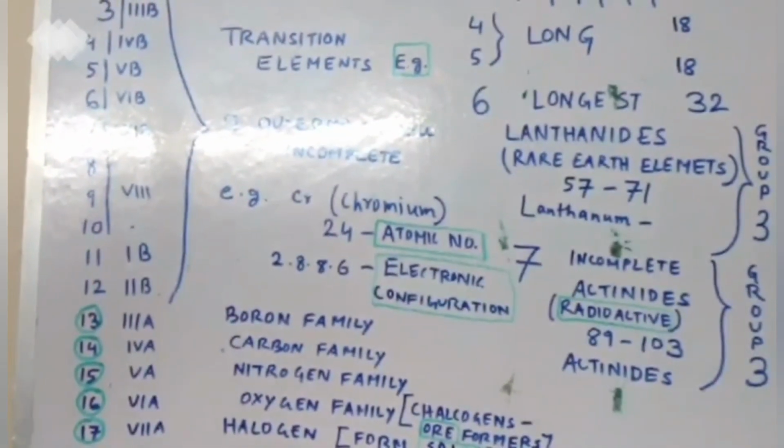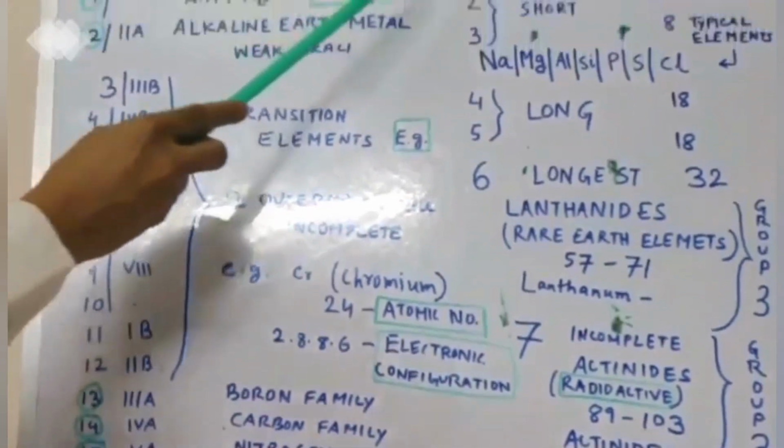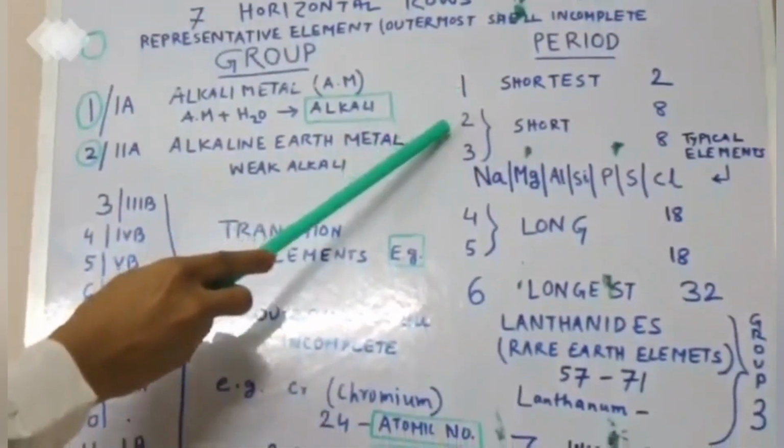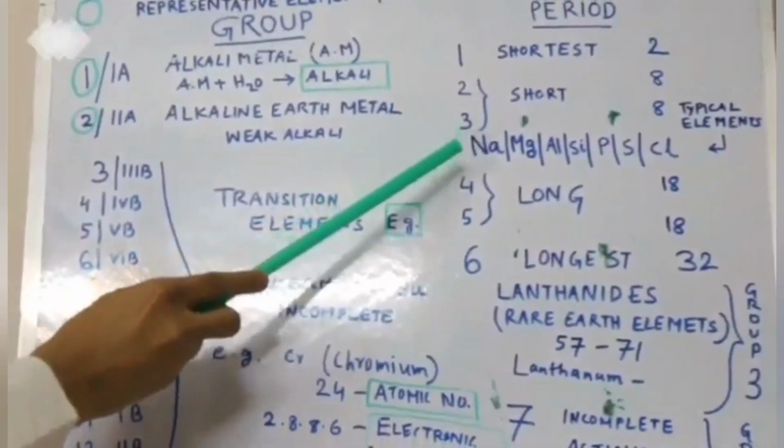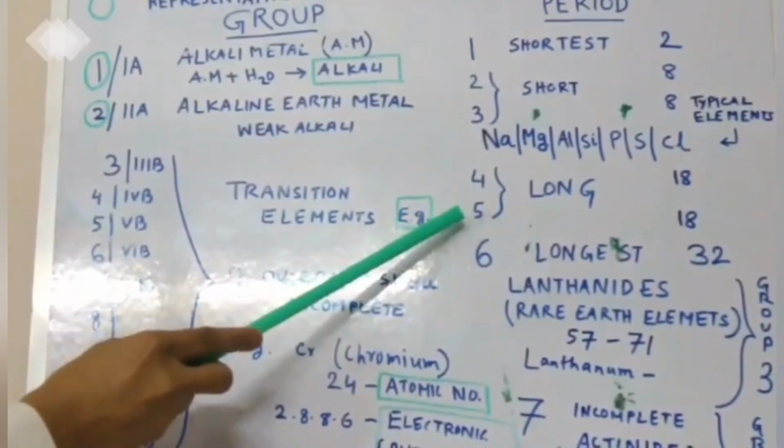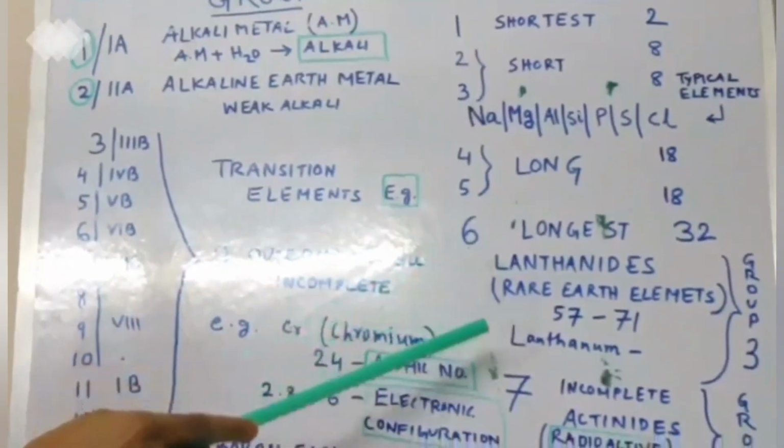And here on the right hand side we have 7 periods. Period number 1, period number 2, period number 3, period number 4, period number 5, period number 6 and period number 7.